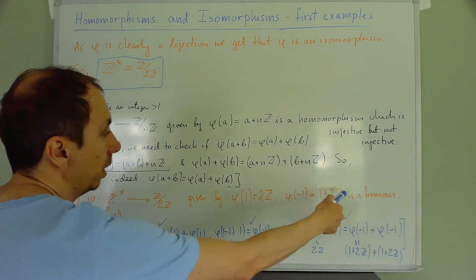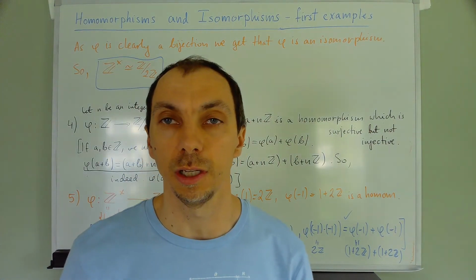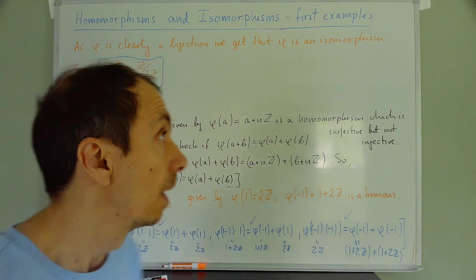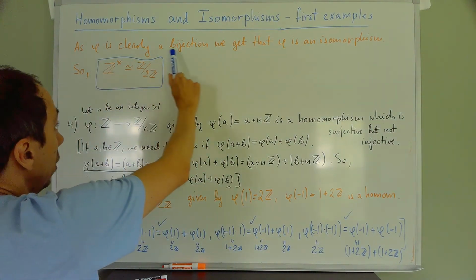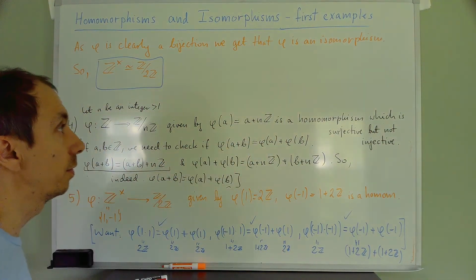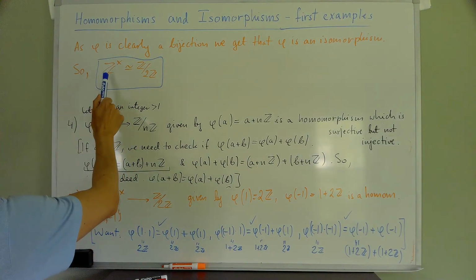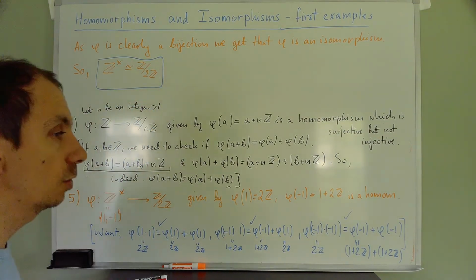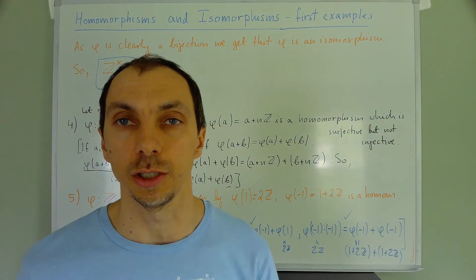One goes to 2Z, minus one goes to 1 plus 2Z. So it's clearly injective and surjective. So as phi is clearly a bijection, we get that phi is an isomorphism. In other words, the group Z cross with multiplication is isomorphic to the group Z mod 2Z with addition.